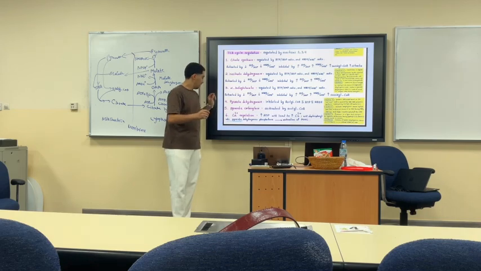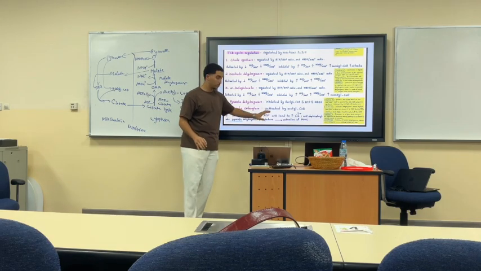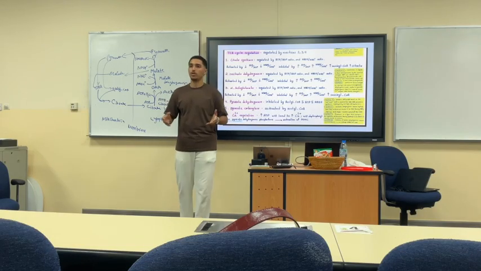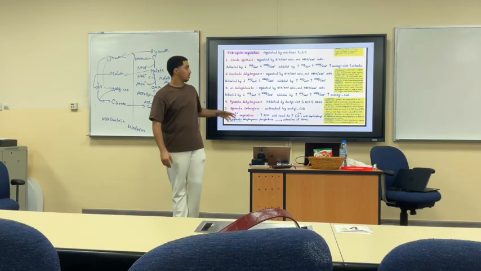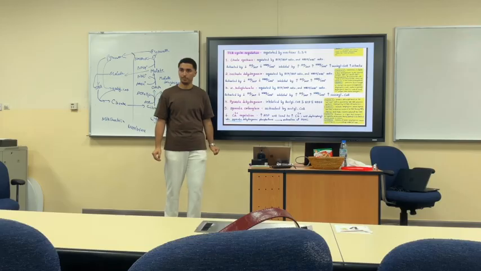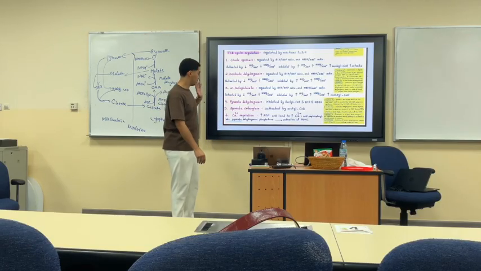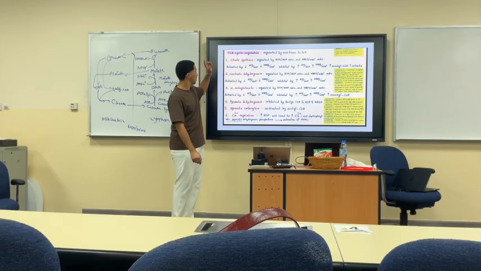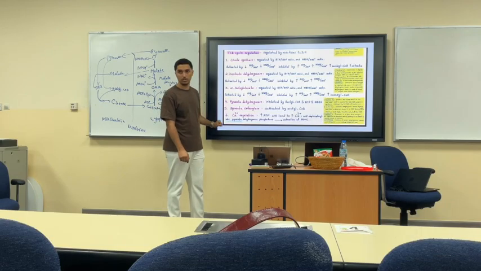Lastly, the calcium regulation. You don't need to know all of this, but you need to know that when the calcium level in the matrix increases, it activates the citric acid cycle enzymes. So when calcium increases in the mitochondrial matrix, it activates citrate synthase, isocitrate dehydrogenase, and alpha ketoglutarate dehydrogenase.